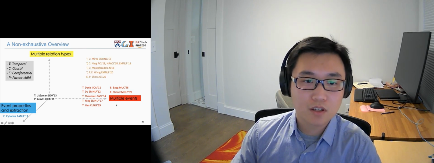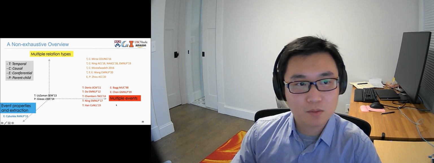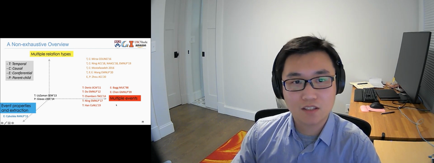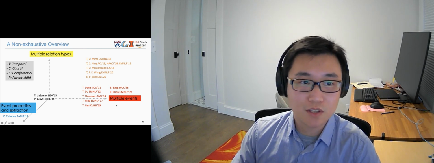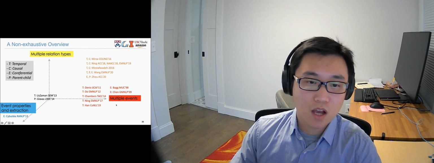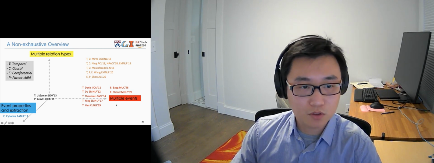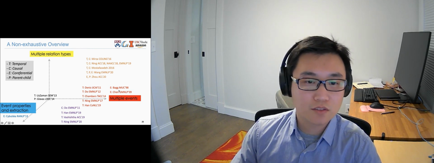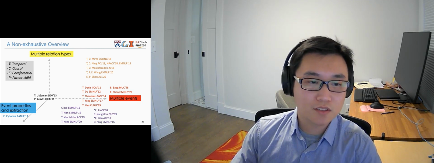There are also works that consider both multiple events and also multiple relation types, which is highlighted in orange here, which is a combination of yellow and red. And of course, there is also a combination of red and blue that is considering both event properties and also considering multiple events in the same task.